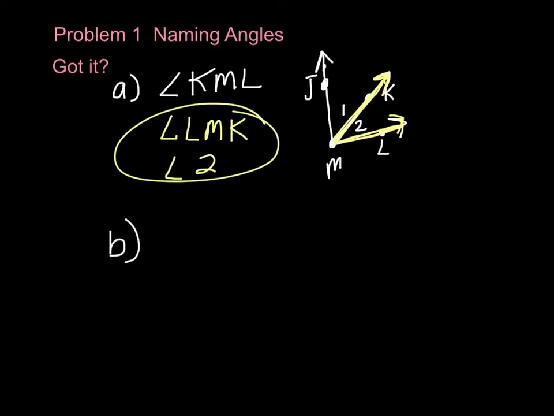Part B. Would it be correct to name any of the angles angle M? Well, we just explained that. You cannot name it angle M because you have more than one angle with the same vertex. That's why.